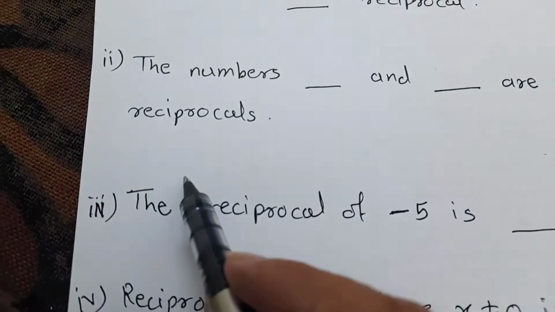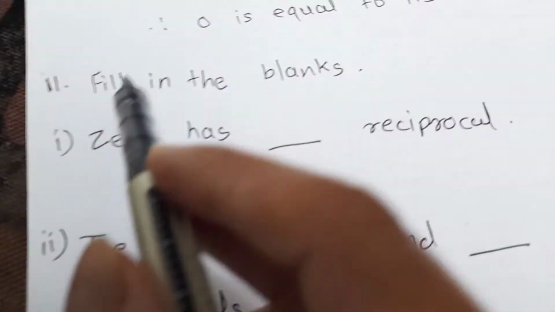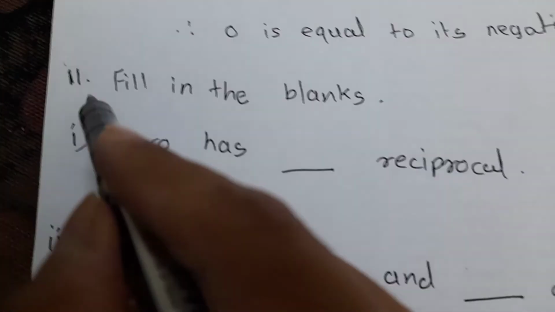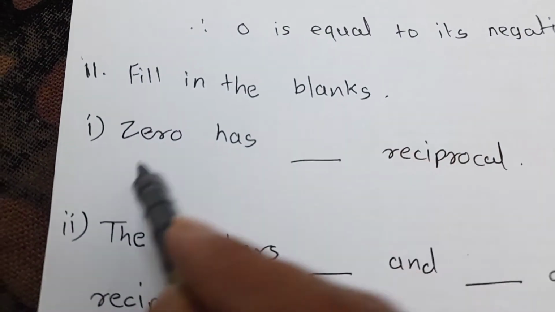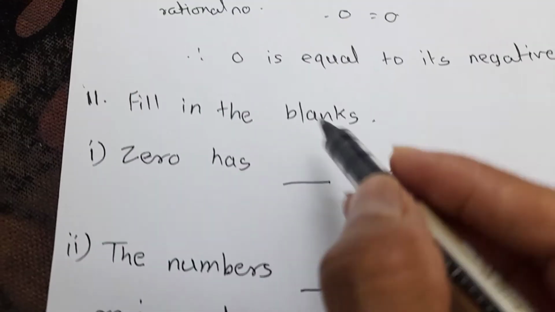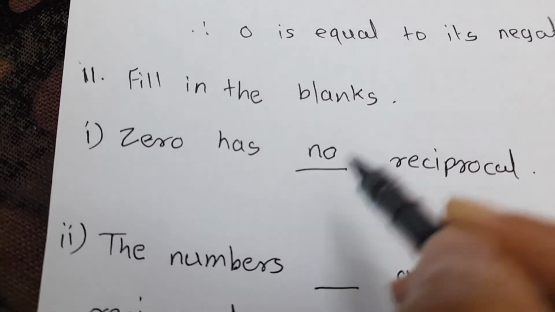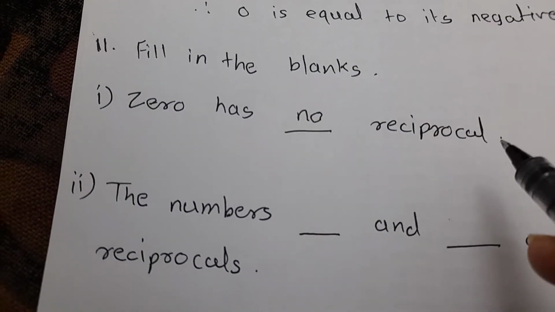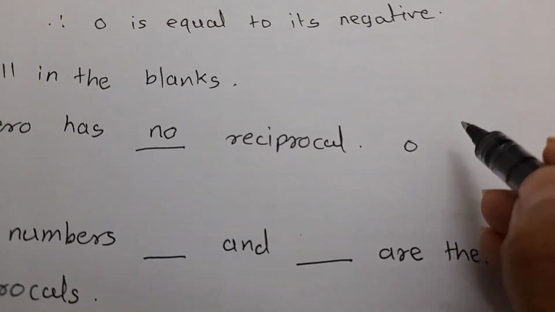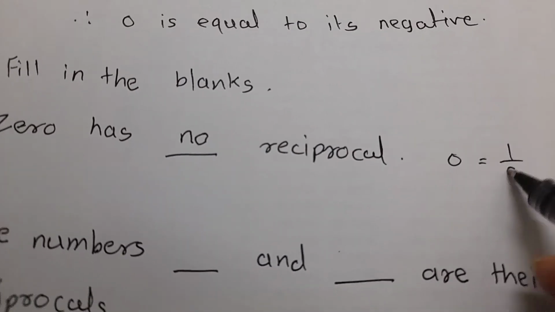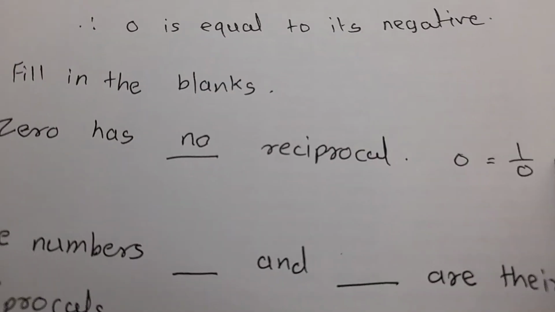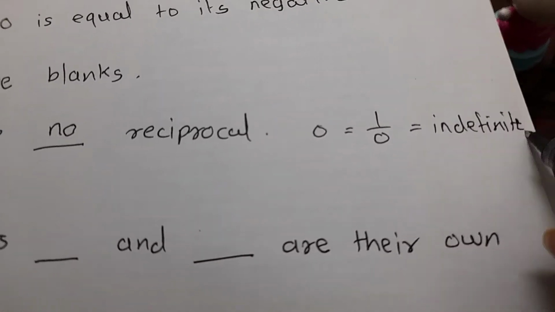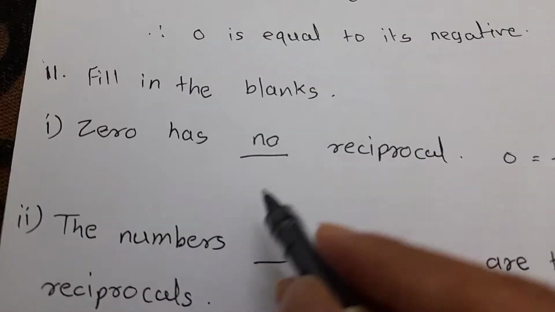Now question 11. Fill in the blanks. First, 0 has no reciprocal. We have seen that. Because the reciprocal of 0 is 1 upon 0, which is indefinite. That's why we can say that 0 has no reciprocal.